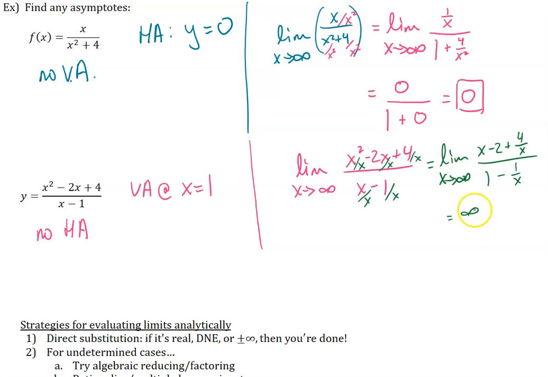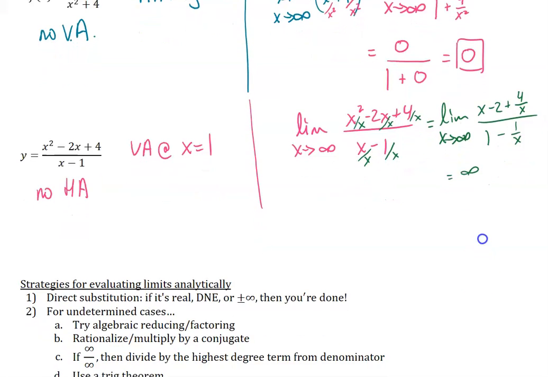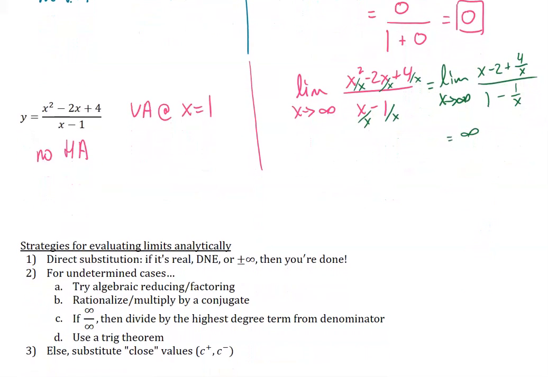Because this is not a constant, that tells me there is no horizontal asymptote. So if a question says find a horizontal asymptote and you use limits, don't say infinity. Don't say that your horizontal asymptote is infinity, because it is not.